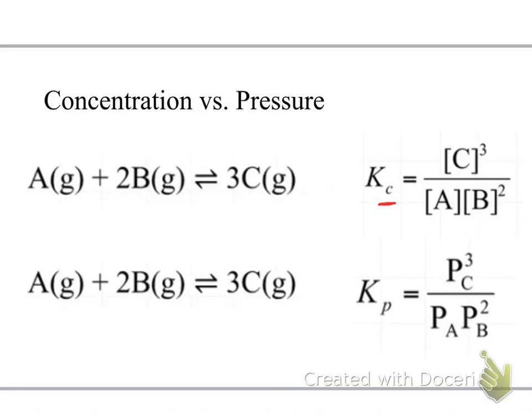Notice the difference. I have Kc at the top where I talk about concentrations, and Kp at the bottom where I'm talking about pressures. I use the brackets when I'm talking about concentration, or molarity, or moles per liter. When I am talking about P, I am talking about pressure, and I don't use the brackets, so don't make the mistake of using brackets when you're talking about pressure.